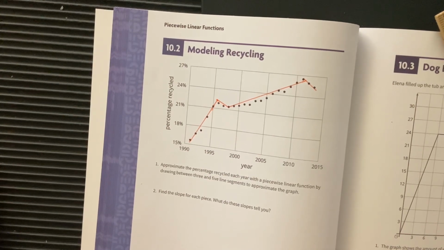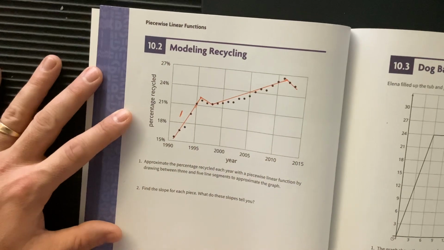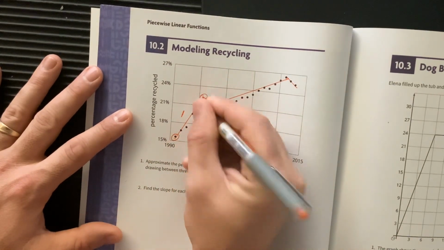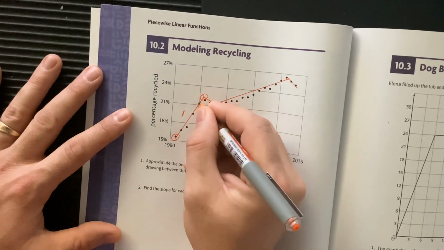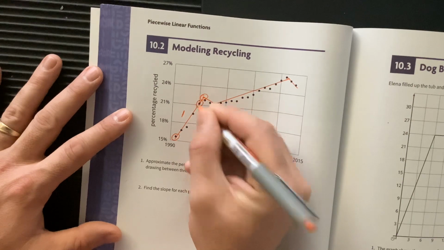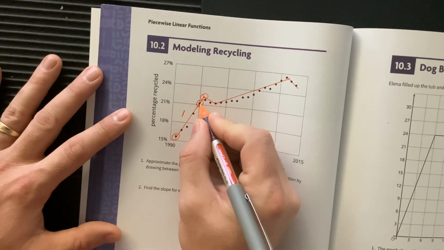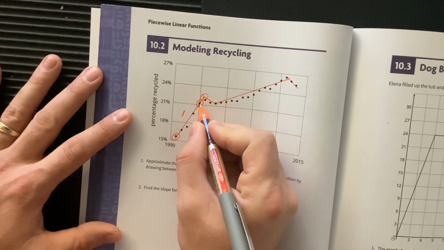So it says find the slope of each piece. Okay, so let's look at line 1 here. So I'm going to need a couple of these points then, and we'll figure out the slope. Maybe I could use this one. Looks like it goes through this one exactly. So that's 1995, and what percent do you think that is? I think that's 22%, or should we just call it 21? We're going to approximate.